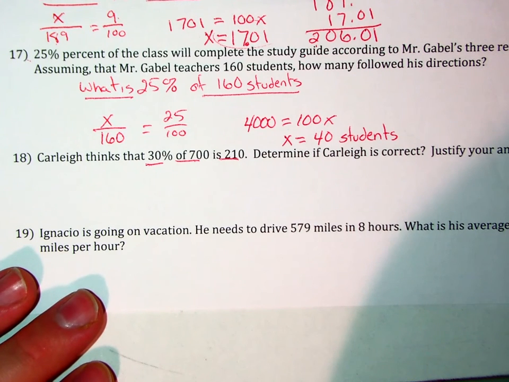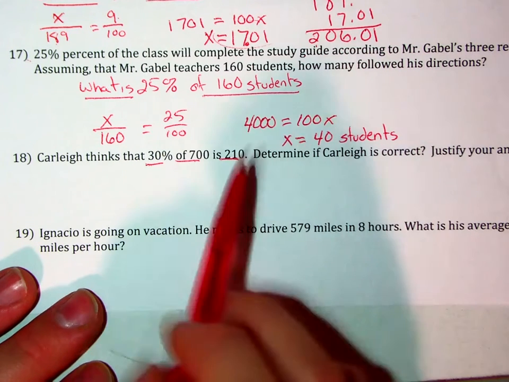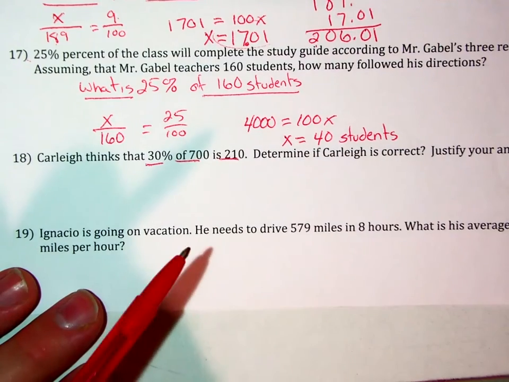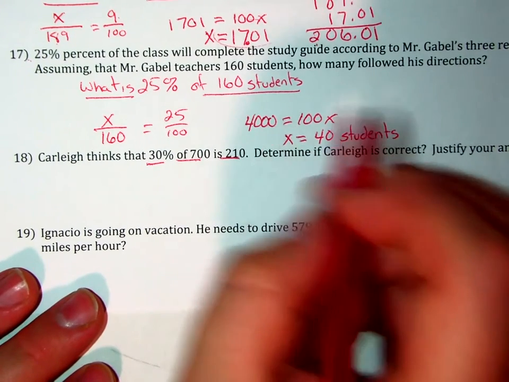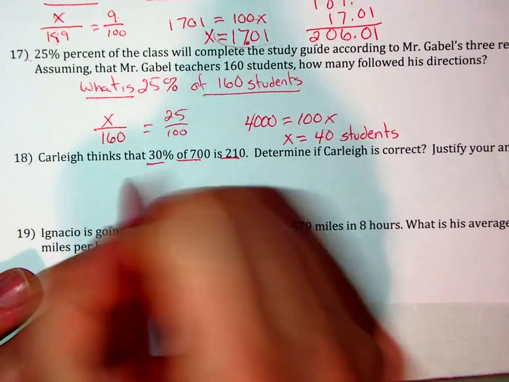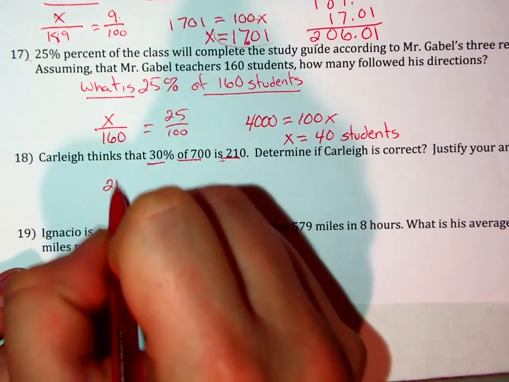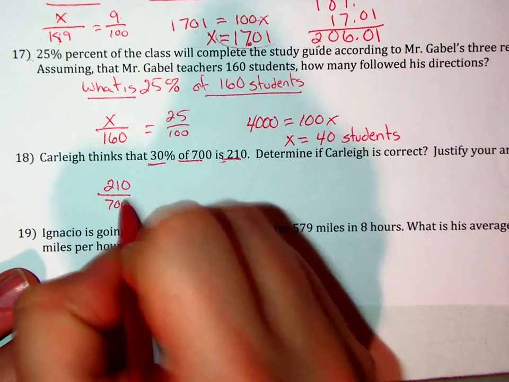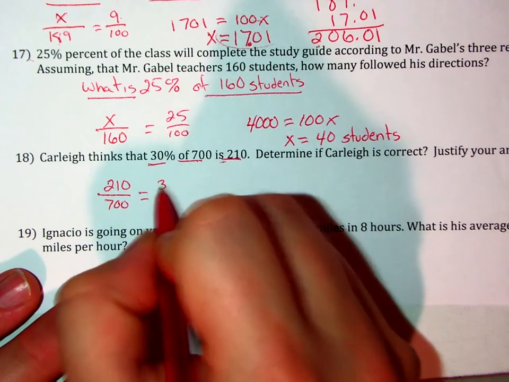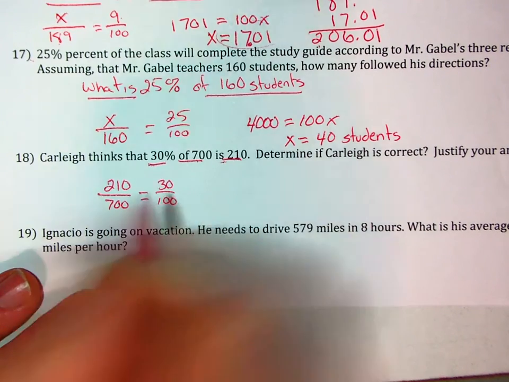I have a couple of ways of doing that. I could leave out one of these statements and check to see if I get the solution with the remaining information, or we just set up our proportion and cross multiply. My is 210. My of is 700. My percent 30 over 100.